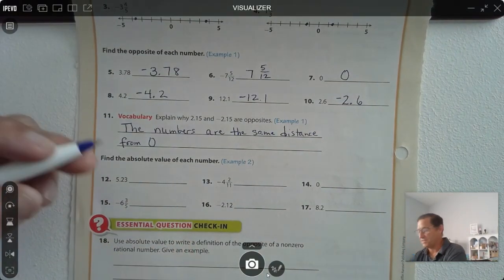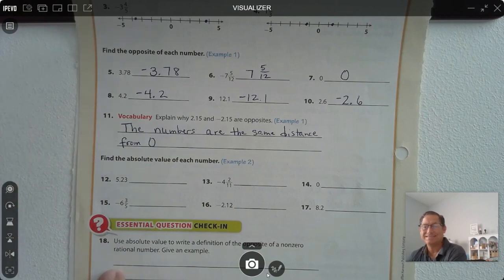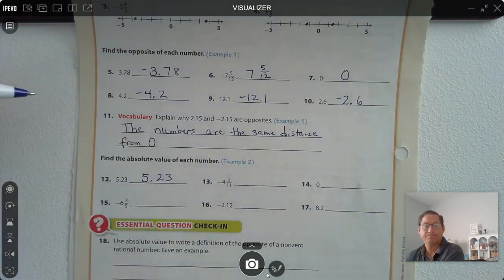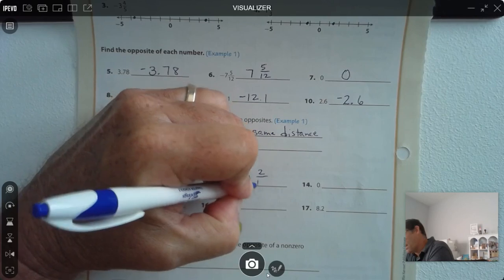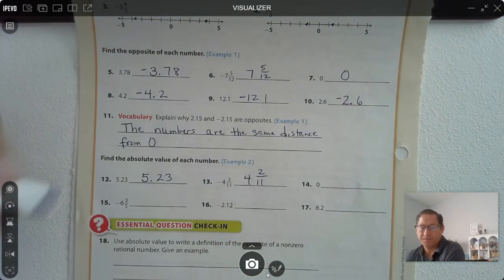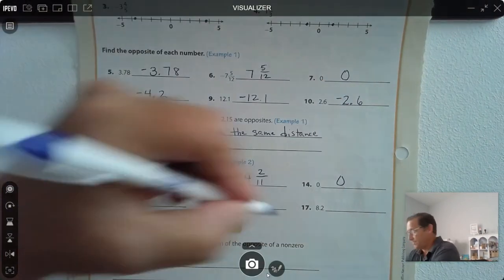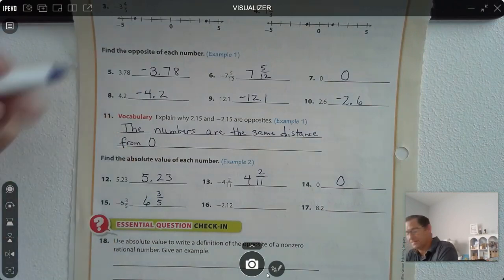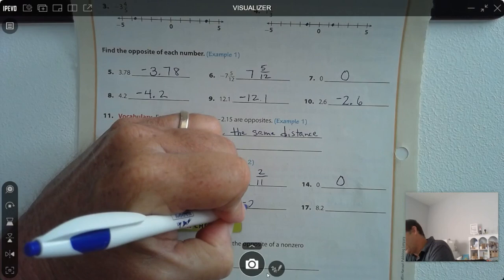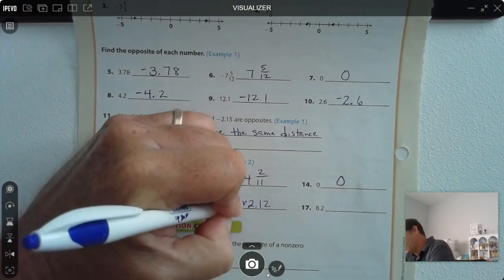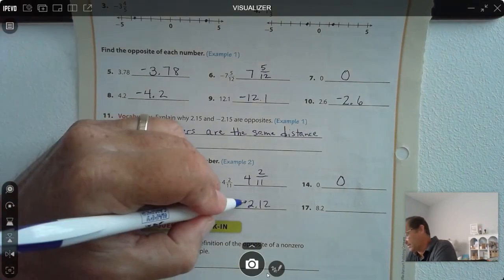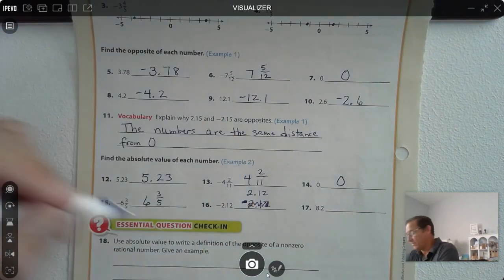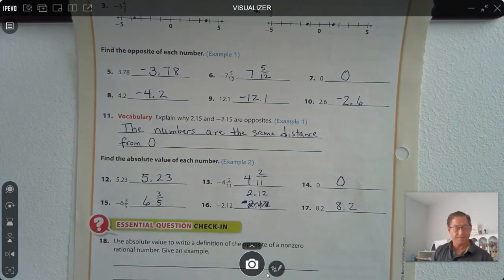Okay, find the absolute value of each number. Again, remember, absolute value simply is the distance away from 0, represented as a positive number. So the absolute value of negative 4 2/11 is 4 2/11. Absolute value of 0 is 0. The absolute value of negative 6 3/5 is 6 3/5. The absolute value of negative 2 12/100 is 2 12/100. And the absolute value of 8 2/10 is 8 2/10.